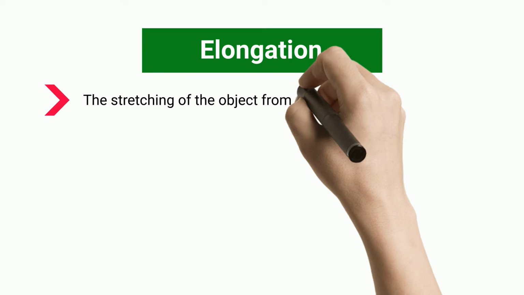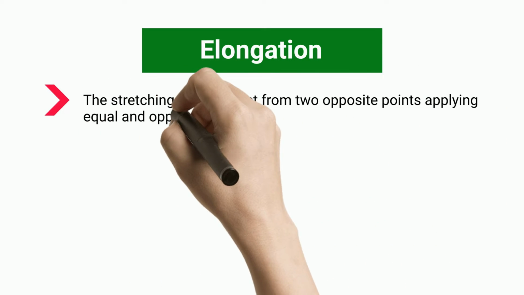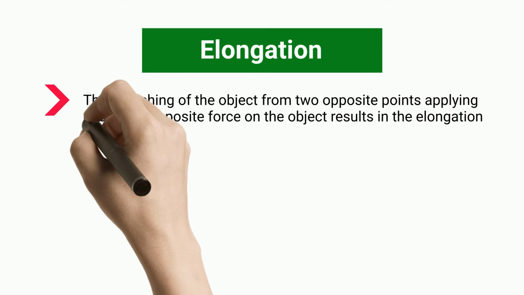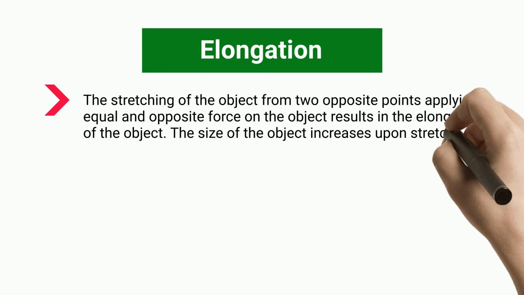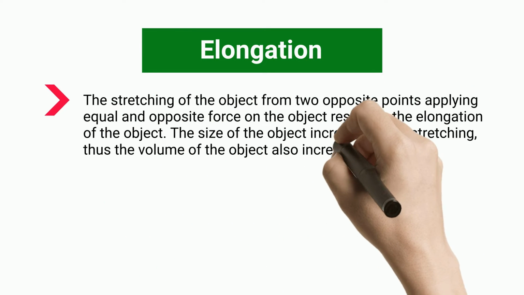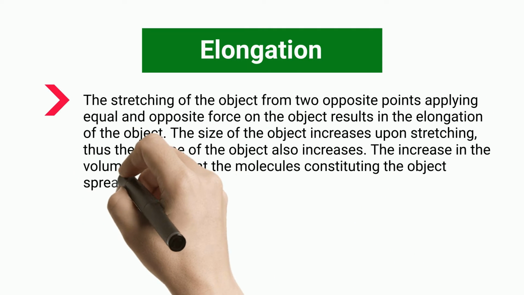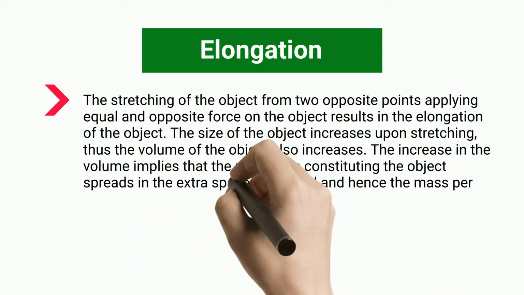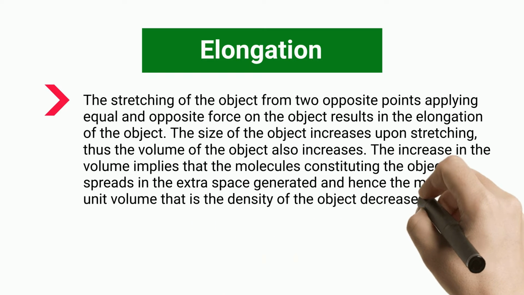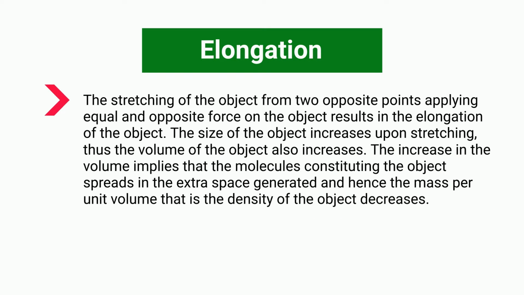Elongation. The stretching of the object from two opposite points, applying equal and opposite force on the object, results in the elongation of the object. The size of the object increases upon stretching, thus the volume of the object also increases. The increase in the volume implies that the molecules constituting the object spread in the extra space generated, and hence the mass per unit volume, that is the density of the object, decreases.